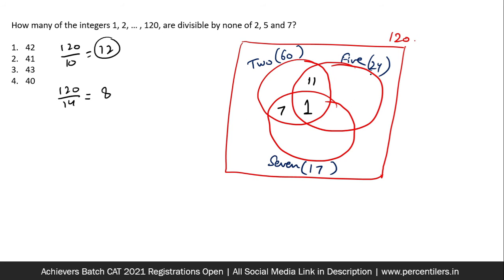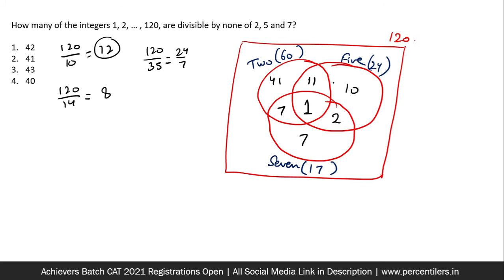And the ones divisible by 7 and 5, that is 35. So how many numbers are divisible by 35? That is basically 3 numbers. 1 is already mentioned, so 2 numbers have to be here. And we can find this. Out of 60, we have already counted 19, so 41 numbers here. Out of 24, we already have 14 numbers, so 10 here. And out of 17, we already have 10 numbers, so 7 here.